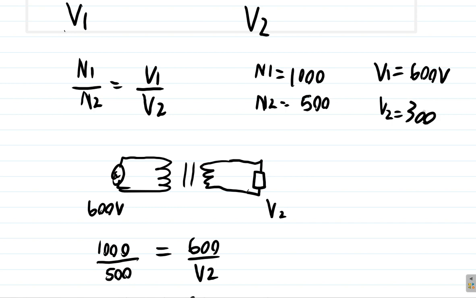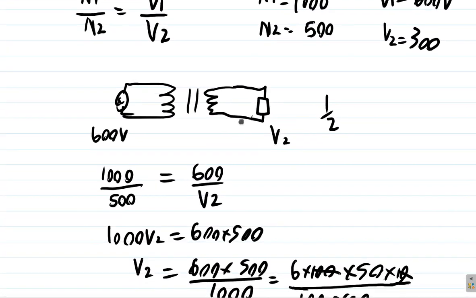So N1 divided by N2 is the turns ratio. V1 divided by V2 is the voltage ratio. So here, if what you have to the load on the secondary side is half of what you have on the primary side in terms of the number of turns, then the voltage will also be half.